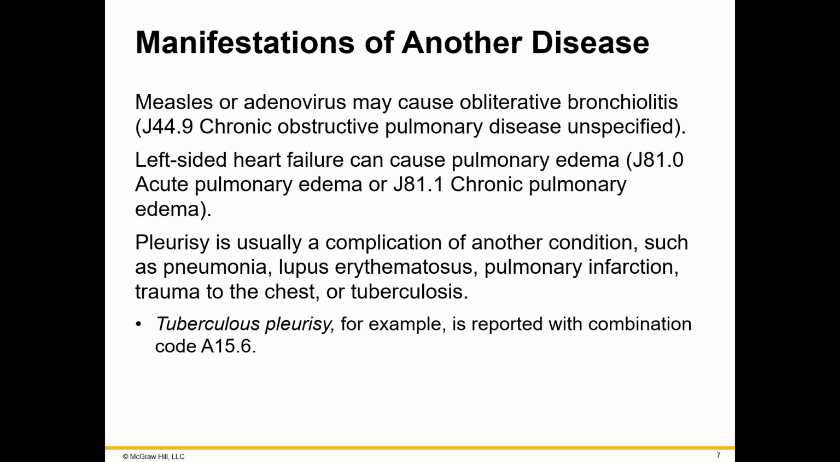Manifestations of another disease. Measles or adenovirus may cause obliterative bronchiolitis, J44.9, chronic obstructive pulmonary disease, unspecified. Left-sided heart failure can cause pulmonary edema, which would be coded with J81.0, acute pulmonary edema, or J81.1, chronic pulmonary edema. Pleurisy is usually a complication of another condition, such as pneumonia, lupus erythematosus, pulmonary infarction, or trauma to the chest, as well as tuberculosis. Tuberculosis pleurisy, for example, is reported with combination code A15.6.